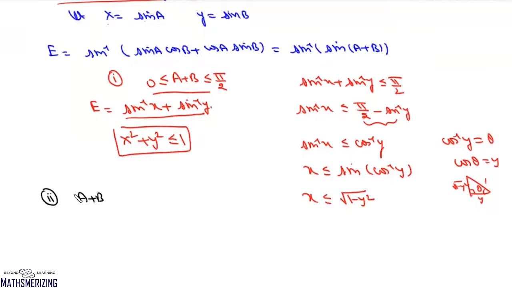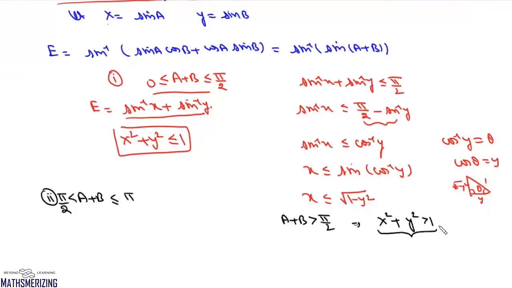when a plus b is greater than pi by 2 but less than or equal to pi. Now if a plus b is greater than pi by 2, we'll get the similar condition, sin inverse x plus sin inverse y is greater than pi by 2. Now we'll simplify this. We'll get x square plus y square is greater than 1. So we are dealing with the condition when x square plus y square is greater than 1.